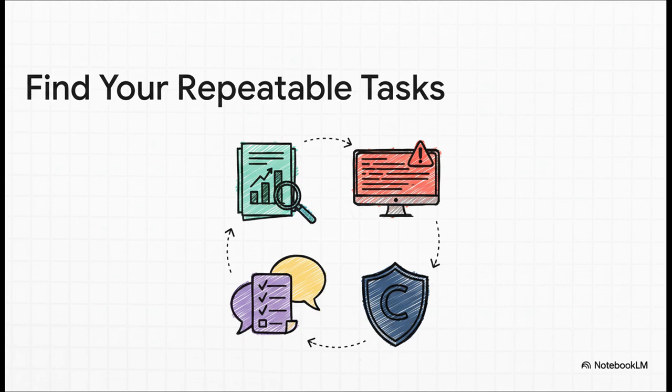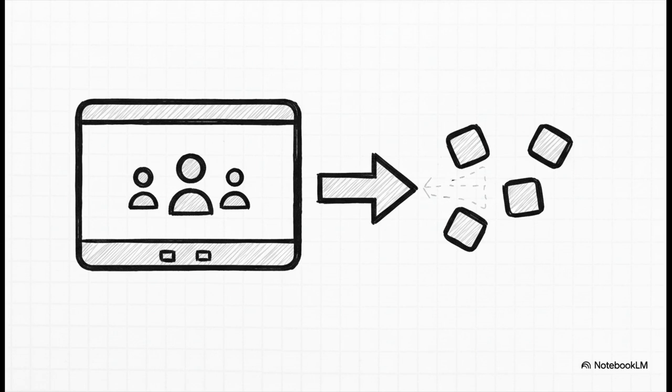We're looking for the patterns in your day-to-day work. Are you spending hours combing through financial statements looking for anomalies? Are you constantly monitoring system logs for potential threats? Or maybe you're just trying to turn a long, rambling meeting into a clear list of action items. Think about the things you do over and over that need to be precise. That's your starting point.